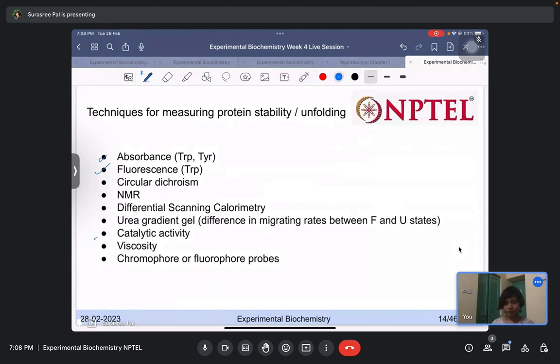Catalytic activity. So it means that the protein, if it is an enzyme, will not behave similarly in folded form and in unfolded form. In unfolded or denatured form, it will lose its catalytic activity, by which we can also determine the protein folding, unfolding, viscosity of the protein, and the chromophore or fluorophore probes. So if there is unfolding, the chromophores and the fluorophores will be exposed on the outer surface of the protein. Because if the protein is folded, the chromophores or fluorophores may be inside the protein structure, which does not happen if the protein is denatured or unfolded.